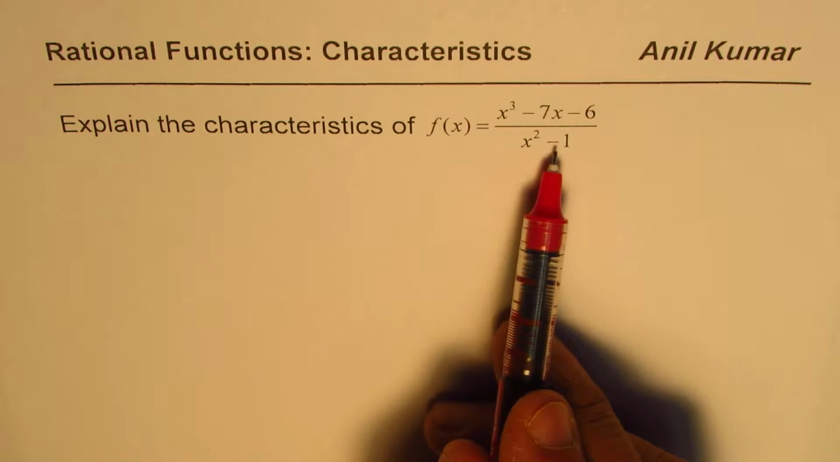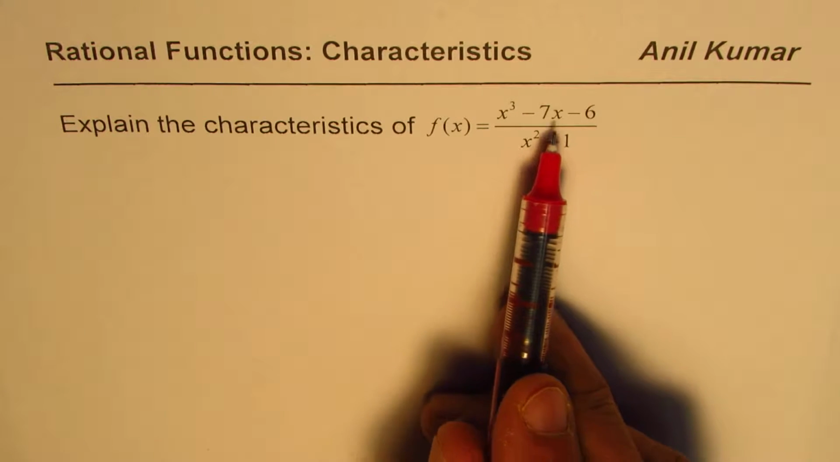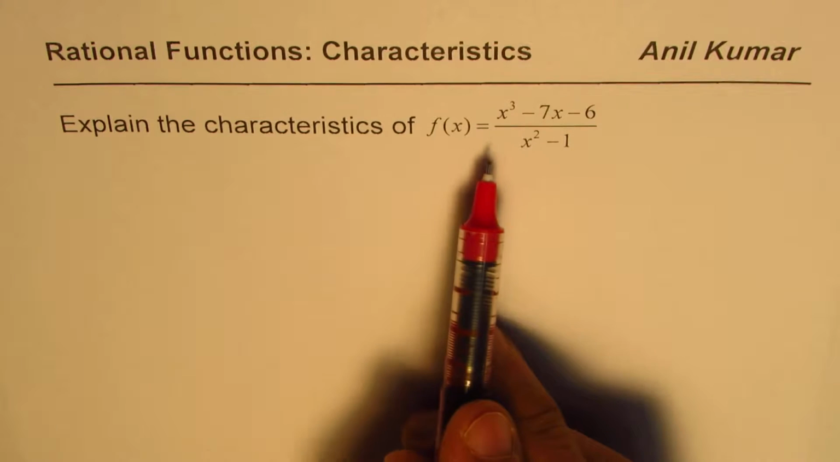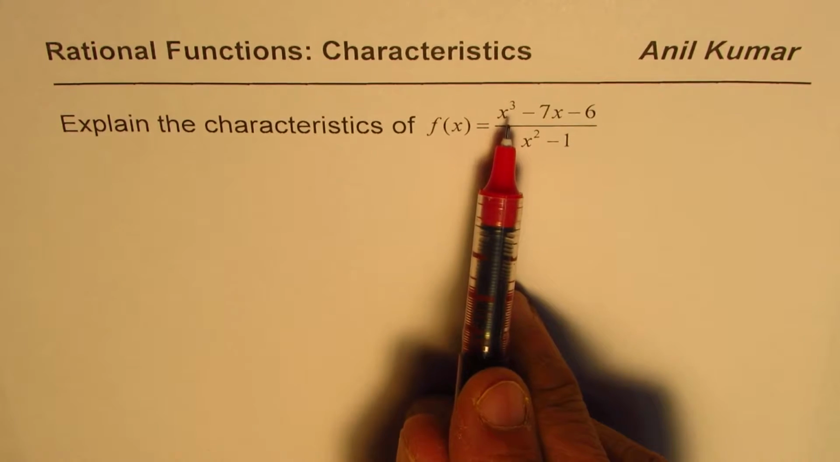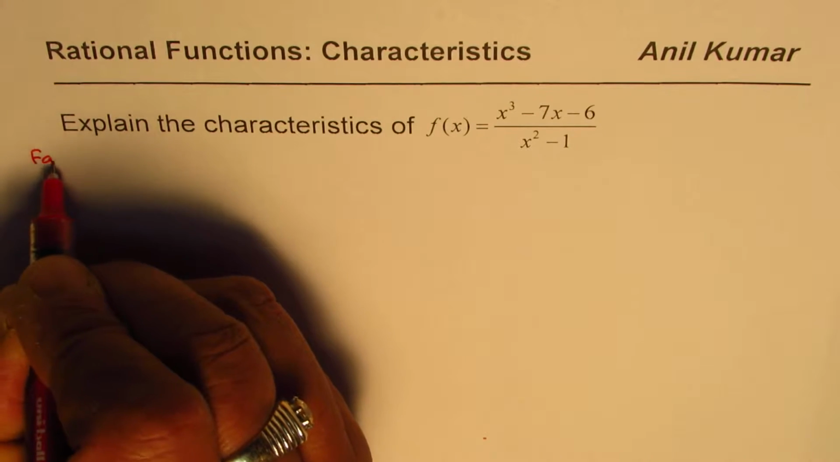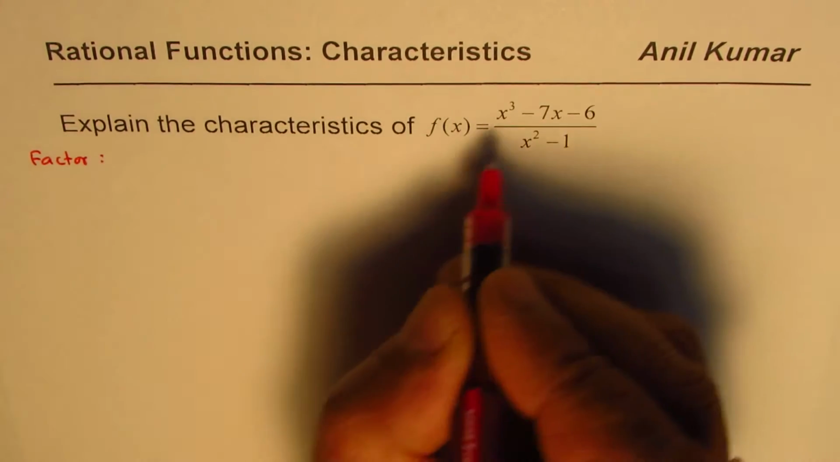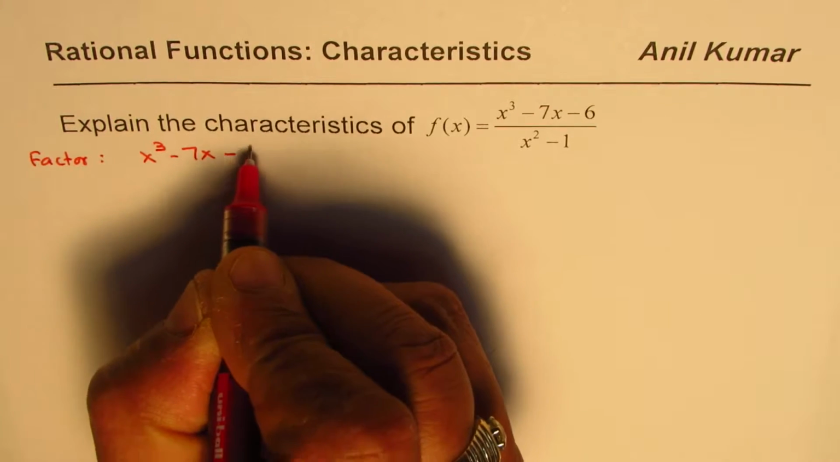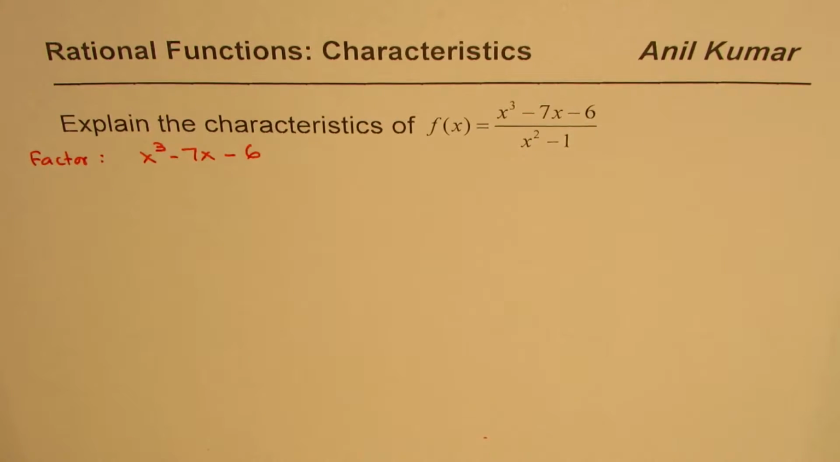Since the denominator is 0 for plus and minus 1, and we are not very sure of how many x-intercepts are there, to find the x-intercepts, it is a good idea to factor the numerator. So let us factor the numerator, which is x cubed minus 7x minus 6. Let's begin from here.